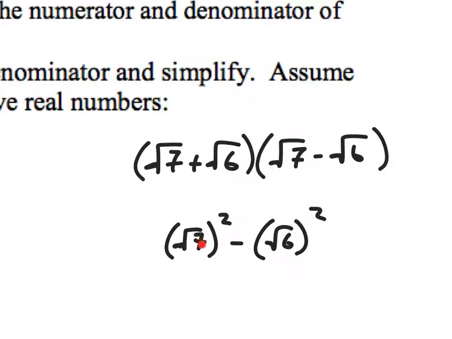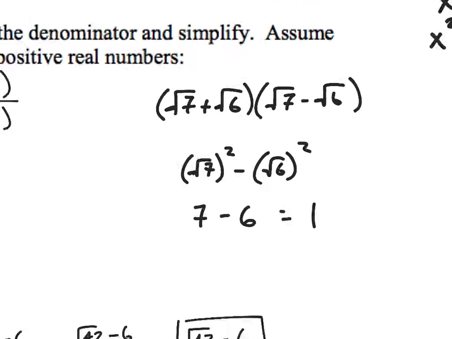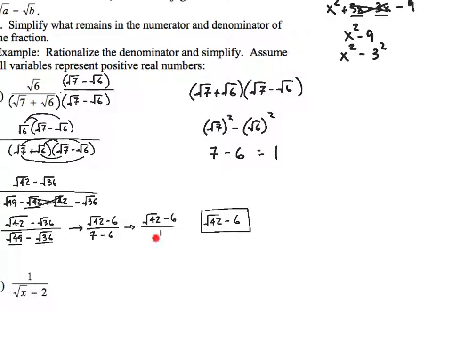If I take a square root and I square it, that's just going to undo the square root, and I'm just going to be left with what I have, which is 7. Same thing over here. Square root of 6 squared is just going to get rid of the square root, left with what's underneath. And 7 minus 6 is 1. And guys, that's what we got in our denominator.